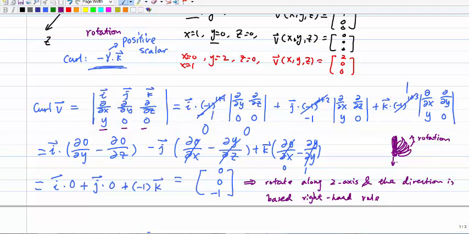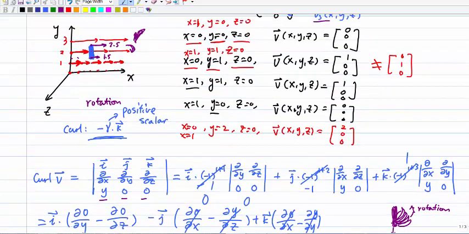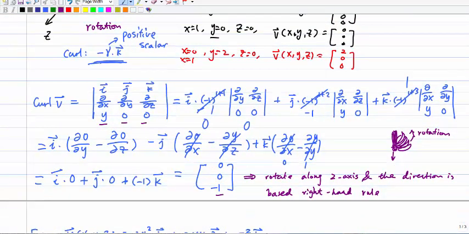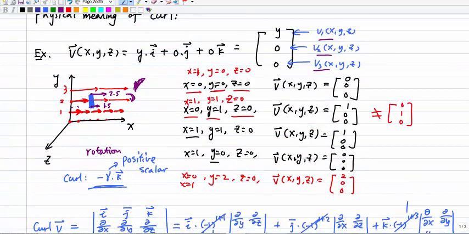It's negative. And the actual value, for example, tells how fast it's rotating. The larger the value is, the larger the rotation is. The negative means the negative direction along the axis. The larger the value is, the more rotation we see, which means it will rotate faster. So this is what we mean by curl.